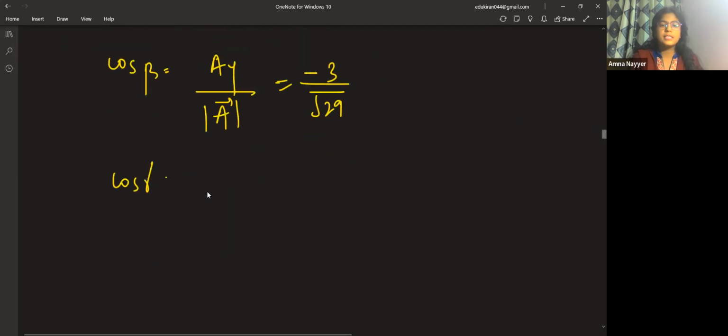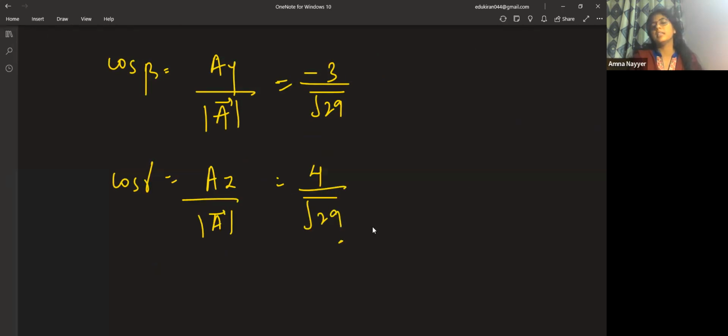Cos gamma, this is AZ by A. This was 4 K cap, 4 by 9. That's it. This is how you have to solve the vectors. Fine, just this.